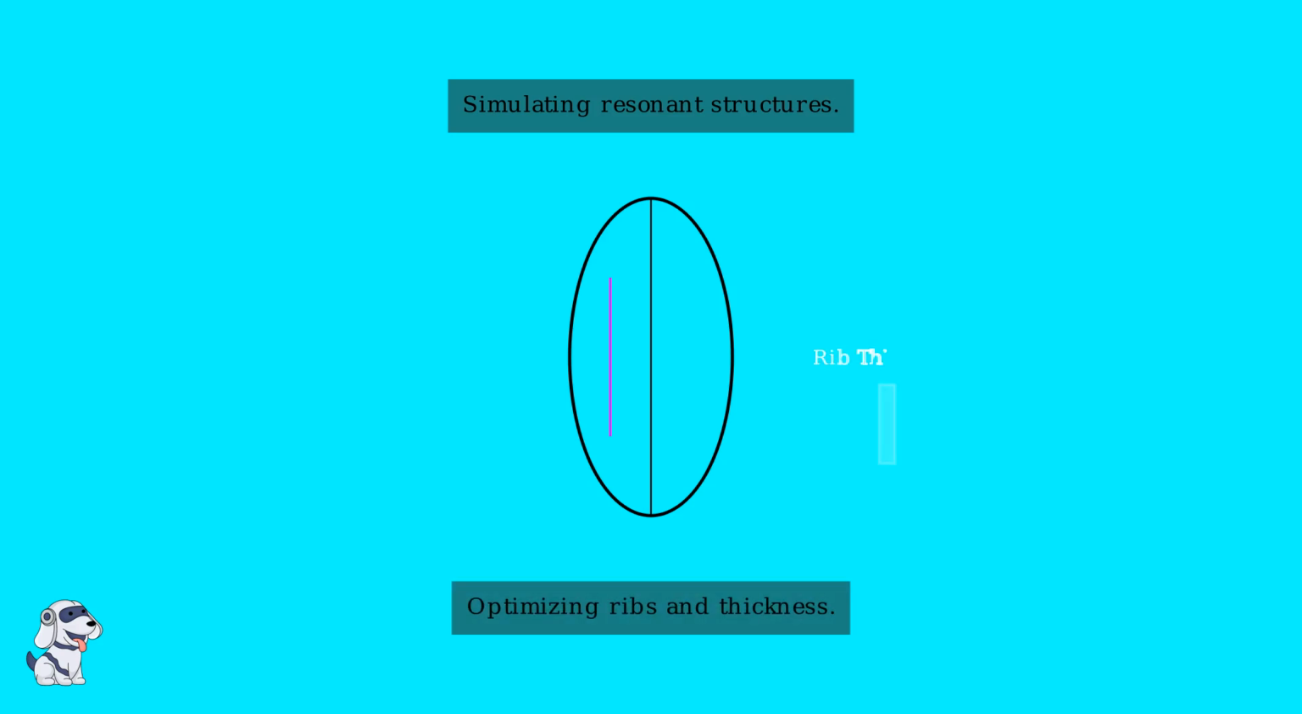Designers can optimize internal structural ribs and material thickness. By adjusting these parameters digitally, they ensure perfect acoustics. This technology minimizes material waste and guarantees professional-grade resonance before the physical instrument is even built.